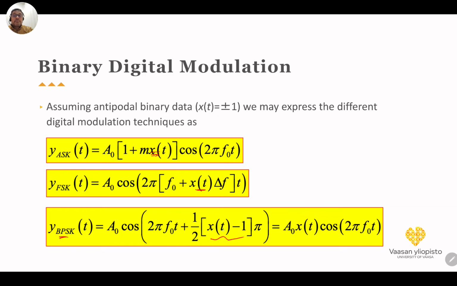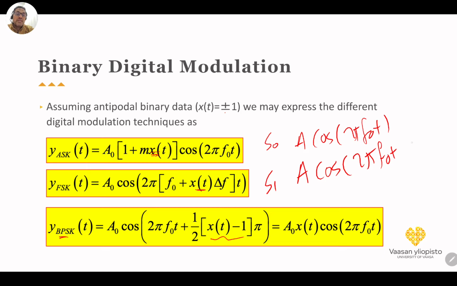And x of t can be, for example, antipodal, like +1 and -1. So once x of t is +1, then 1 minus 1 is 0, so we don't have any phase shift. And once it is -1, it becomes -1 minus 1, which is -2, and -2 divided by 2 is -1 times pi. So it is minus pi. So it means that for the first symbol, s0, you send simply cosine 2 pi f0t, and for the other symbol, s1, you send cosine 2 pi f0t minus or plus pi. So the difference is 180 degrees.